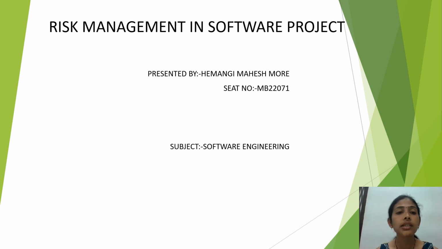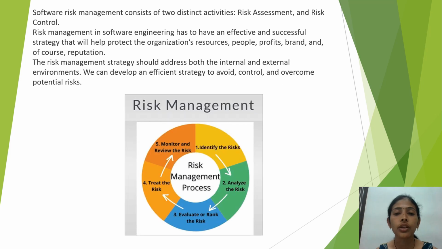My presentation topic is risk management in software project. So let's start. Software risk management consists of two distinct activities: risk assessment and risk control. Risk management in software engineering has to have an effective and successful strategy that will help protect the organization's resources, people, profit, brand, and of course, reputation. The risk management strategy should address both the internal and external environments. We can develop an efficient strategy to avoid, control, and overcome potential risks.